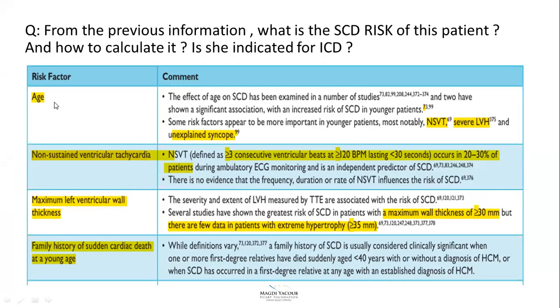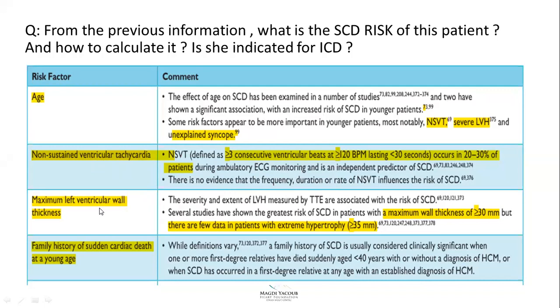death risk. First of all, the risk factors: the age, and I'd like to say that the younger the patient, the more the risk of sudden cardiac death. The presence of non-sustained VT in the Holter monitoring per se, whatever the frequency or the duration. The frequency or the duration does not affect the risk, but only the presence of non-sustained VT is a risk factor for sudden cardiac death.